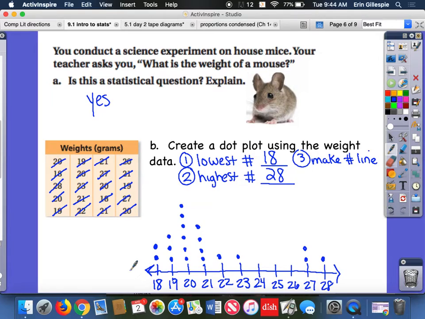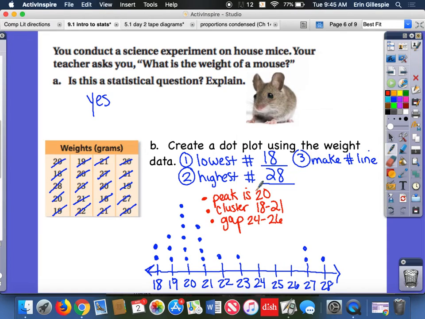So where is the peak in our data of house mice weights here? Hopefully you said that the peak is 20. There's a cluster from 18 to 21, I would say. And there's a gap from 24 to 26. So on your homework, they're going to ask you to create a dot plot and then also identify these 3 things. So this is how you can write that out. Explain where the peak is, where the cluster is, and where the gap is.